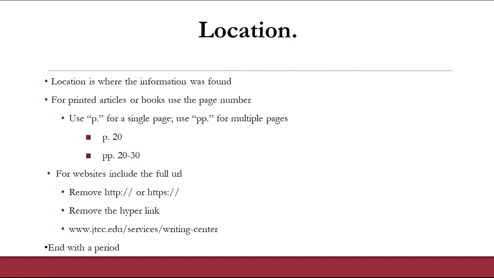The location is where the information was found. The location might be a page number. If it is a single page, notice we put the letter p. for a single page, and then you just put the page number. If it's multiple pages, you indicate that by putting pp. and then put the multiple pages, what they contain. If the location is a website, you do not include the https. You simply put the website on there. Remember to remove the hyperlink. And this section is going to be separated with a period.